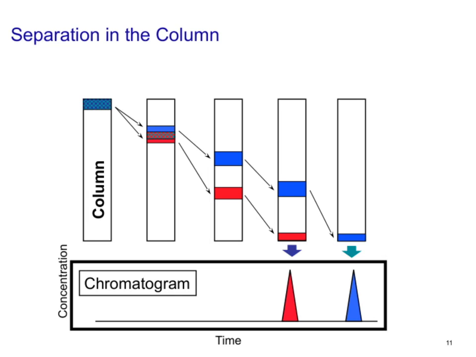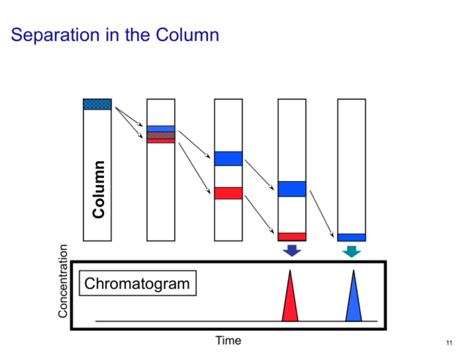Let's take a closer look at this slide, which focuses on the concept of separation in the column during chromatography. As you can see, we have a column, and within it, different components are separated based on their interactions with the stationary phase. This separation is crucial because it allows us to distinguish and quantify individual compounds in a mixture. Now, moving to the chromatogram, this is the visual output we get from the separation process. The peaks on the chromatogram represent different substances as they exit the column at different times.